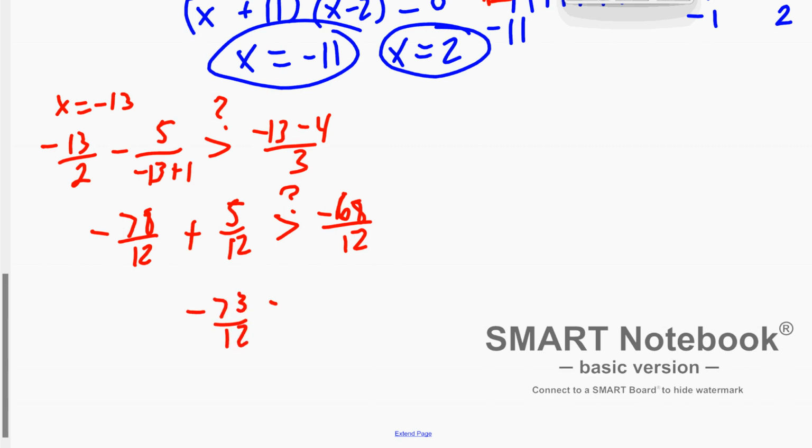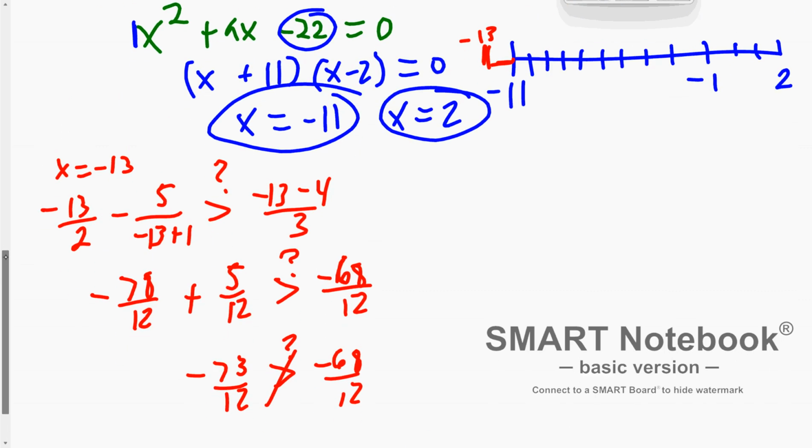Is that greater than -68 over 12? No, this is more negative, right? So that's not true. So -73 over 12 would be less than -68 over 12. So then we look at our number line here and say, okay, that's not true. So our answers will not be over there. Now let's test in between -11 and -1. How about -4? We'll see if -4 is true.